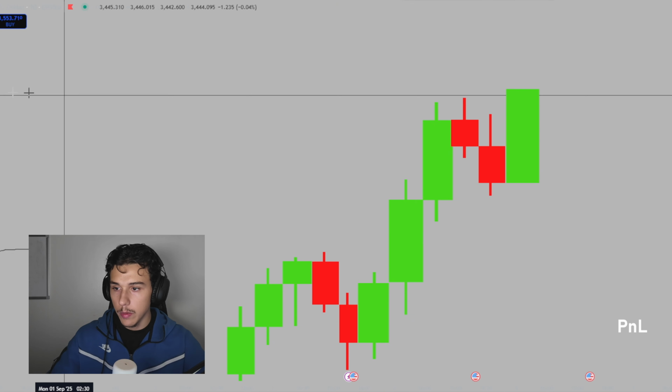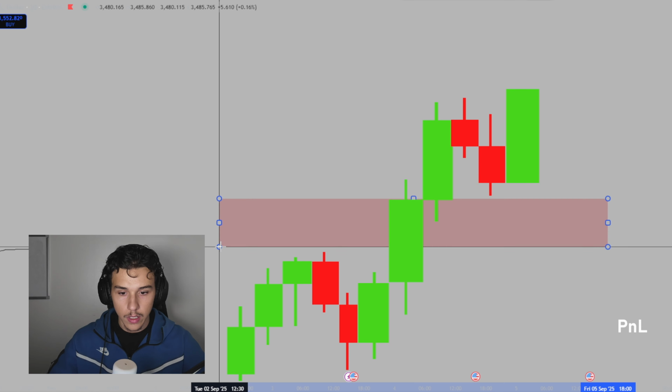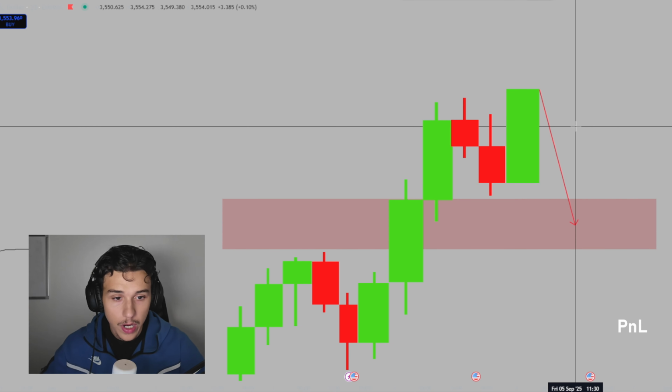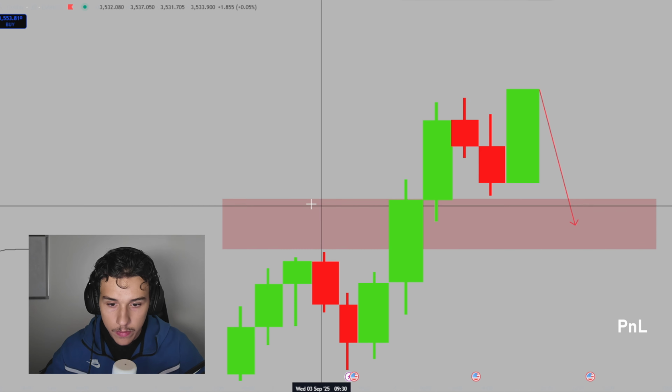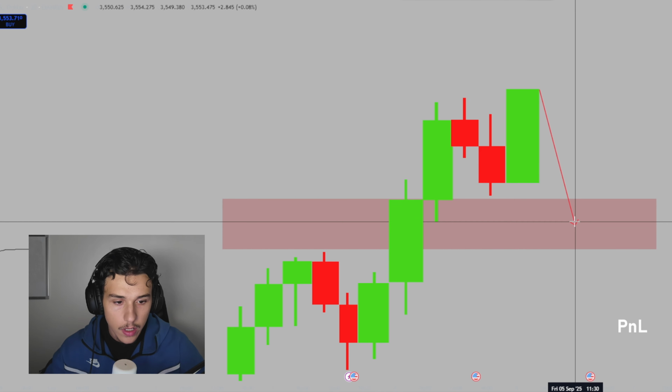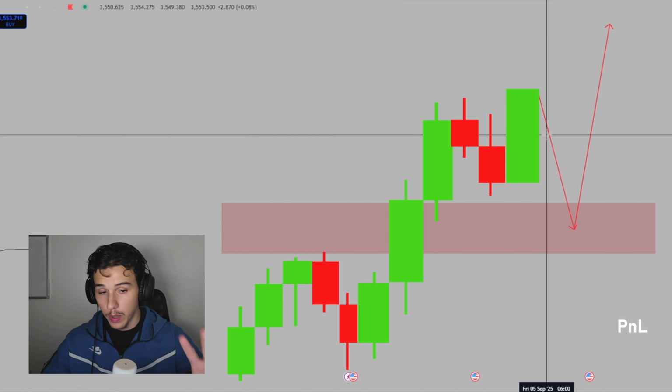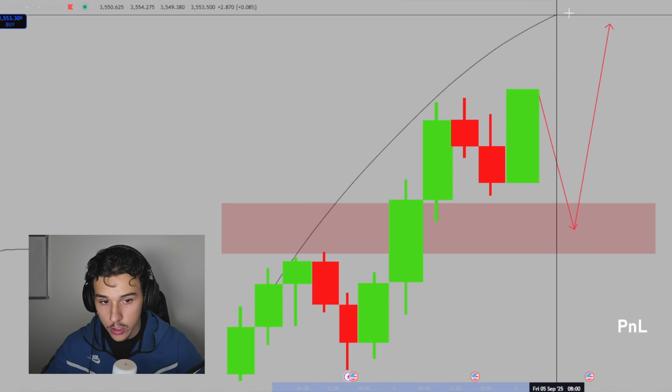Boom. Now, once you're able to spot the void, you mark it up like so. And then what you do is you wait for price to come down, tap that void, that area of unfilled imbalance in the middle, and you enter a buy. Boom. What price usually wants to do here, price wants to push up because it's a bullish trend.